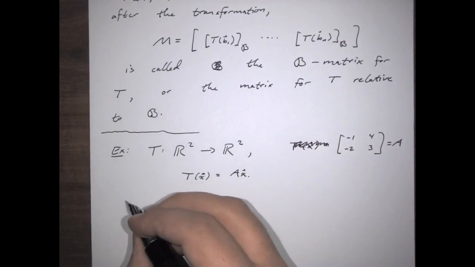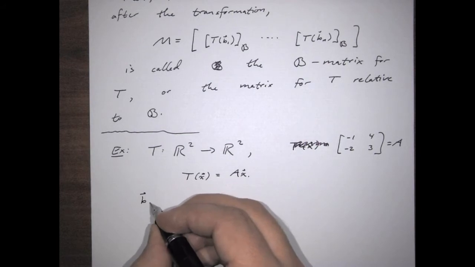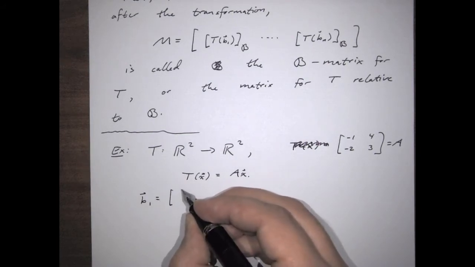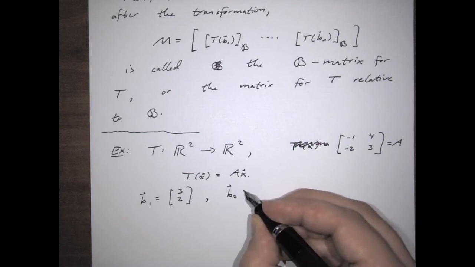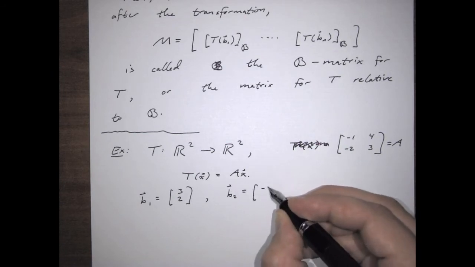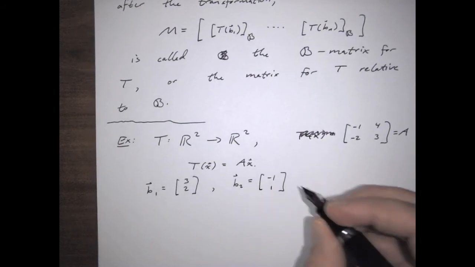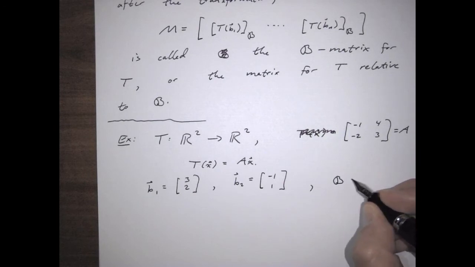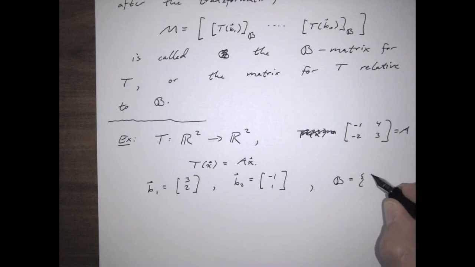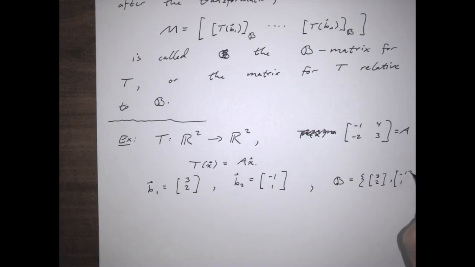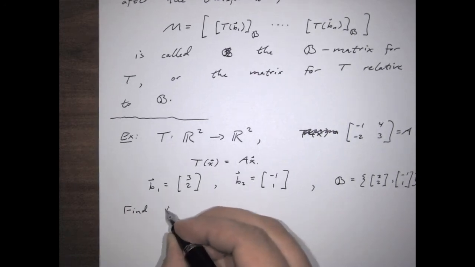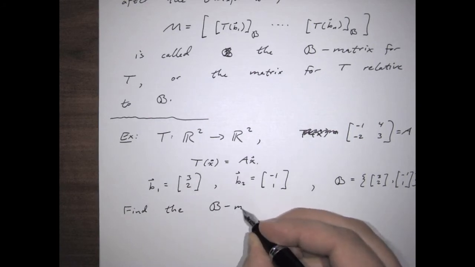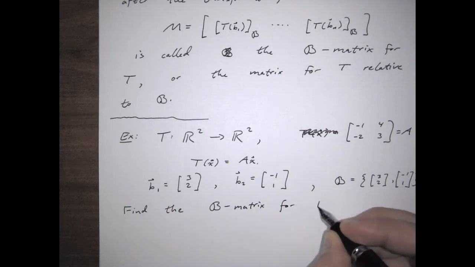But if I choose some other basis, so let's say that B1 is equal to 3, 2, and B2 is equal to -1, 1, and B is equal to those two vectors, 3, 2, -1, 1, then the task would be find the B matrix for T.